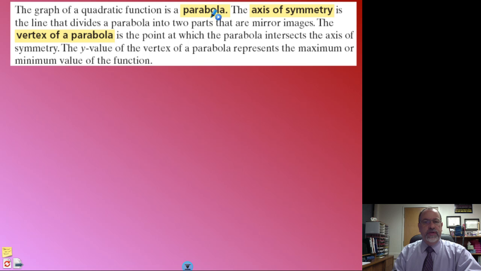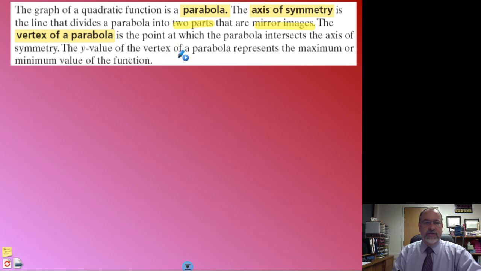The graph of a quadratic function is what we call a parabola, and that's U-shaped, and we'll show you that in just a moment. The axis of symmetry, axis, you know, the earth spins on an axis, or a basketball, it's kind of this imaginary line that goes through it. That has an axis of symmetry, and it's a line that's going to divide the parabola into two parts, and the two parts are mirror images of each other. What's on one side of the axis looks exactly the same as what's on the other side.